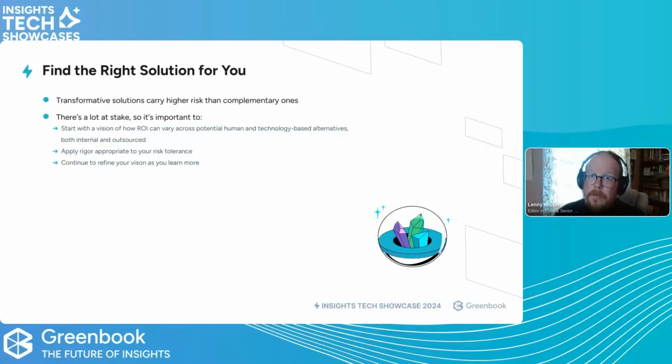So start with the vision. How's the ROI going to vary across your organization with your specific needs? Apply rigor, just like we evaluate anything else. So have a plan. Here's the KPIs that we're going to look at in evaluating solutions and what we're looking for, and continue to refine as you go.